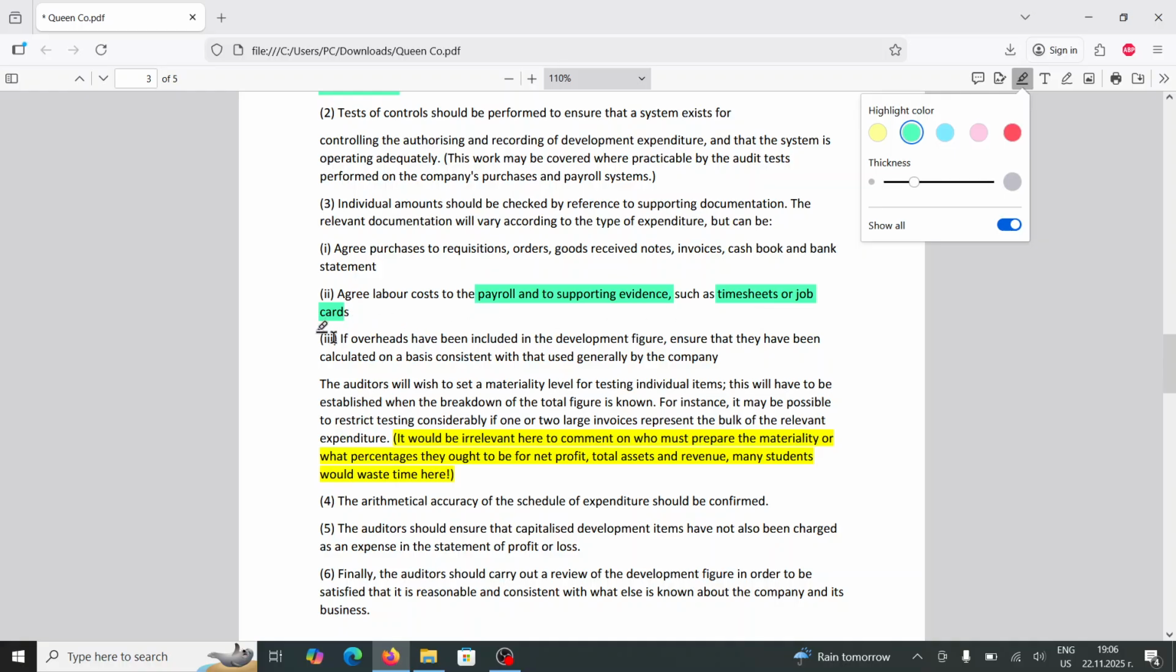Another piece of supporting documentation is if overheads have been included in the development figure. So this is if. Usually in the exam, examiners don't like if. So personally, I won't write this, but in this case, it has been given, and it's actually something that you will get 1 mark for. If overheads have been included in the development figure, ensure that they have been calculated on a basis consistent with that used generally by the company.